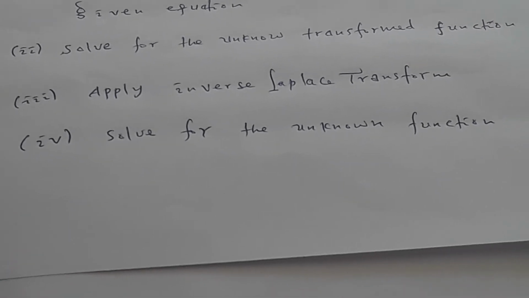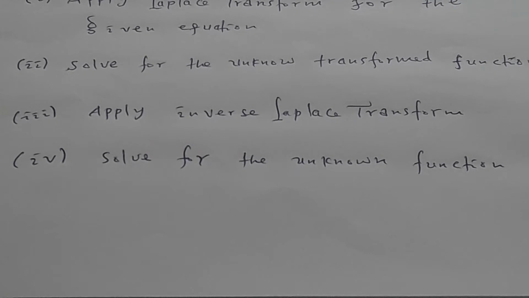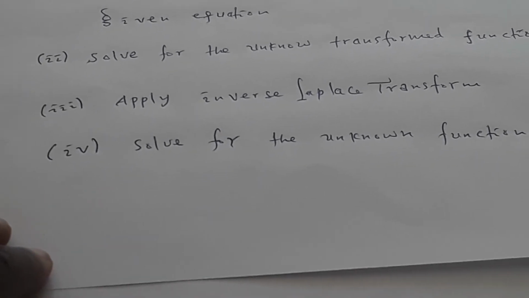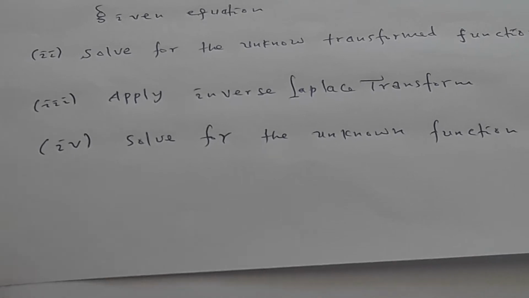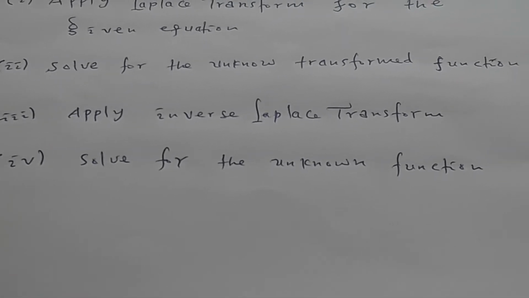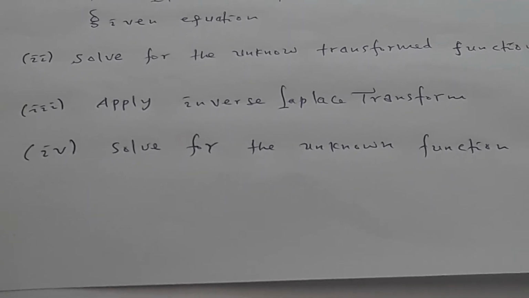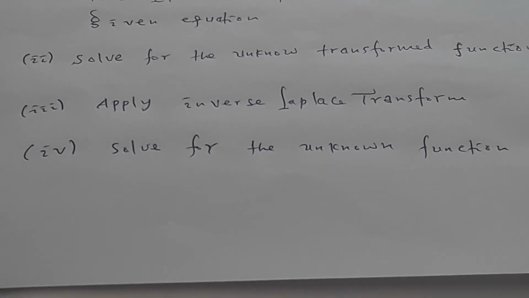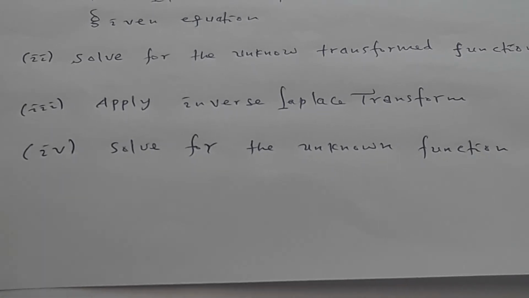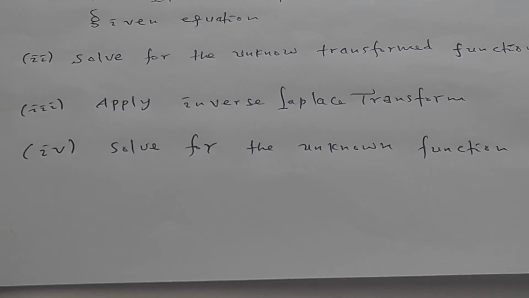The third step is to apply the inverse Laplace transformation to the unknown transformed function. Once we obtain the unknown transformed function, then we apply the inverse Laplace transformation. Then finally you solve for the unknown function using the inverse Laplace transformation. We will do it through an instance. We develop the idea with an example so that it will be clear to you.